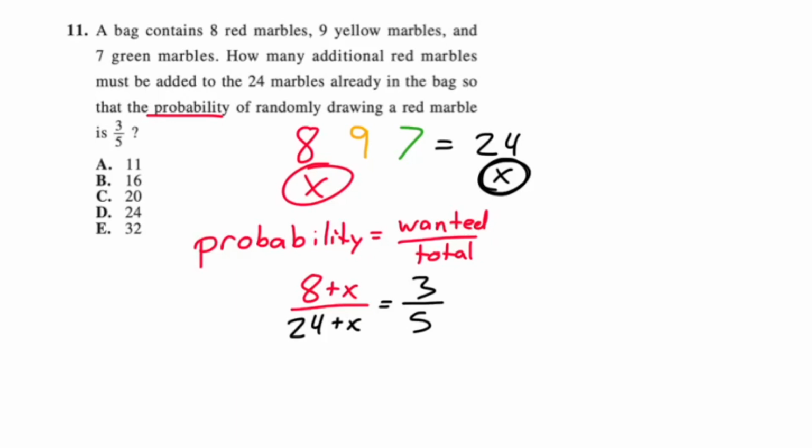So if I start with letter A, 11, we'll plug in 11: 8 plus 11 over 24 plus 11. If you're using a calculator, just make sure that you plug these in with parentheses so that it calculates correctly. Or you can just do a little bit of mental math. I like to do kind of a mix, right? So 8 plus 11 is 19, 24 plus 11 is 35. And maybe type that in your calculator and see if you get 3/5.